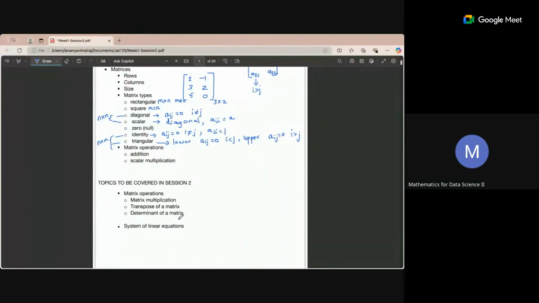Okay, and then we also have an outline of what is a system of linear equations. So these are the topics of week 1. Up to this we have already covered, so today we will be seeing the remaining topics of week 1.